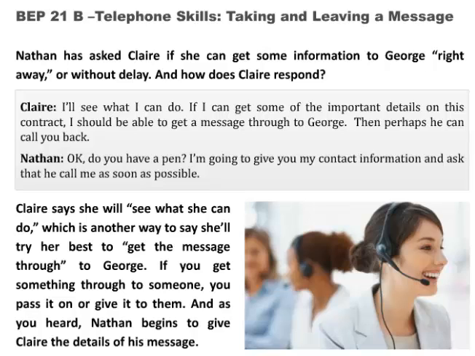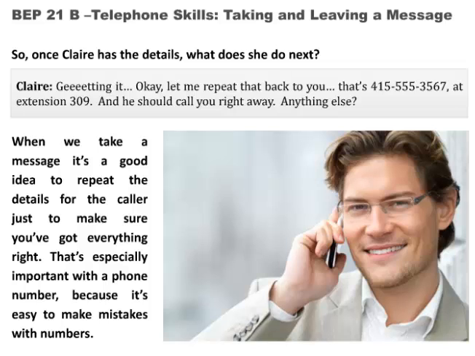Claire says she will see what she can do, which is another way to say she'll try her best to get the message through to George. If you get something through to someone, you pass it on or give it to them. And as you heard, Nathan begins to give Claire the details of his message. So, once Claire has the details, what does she do next?